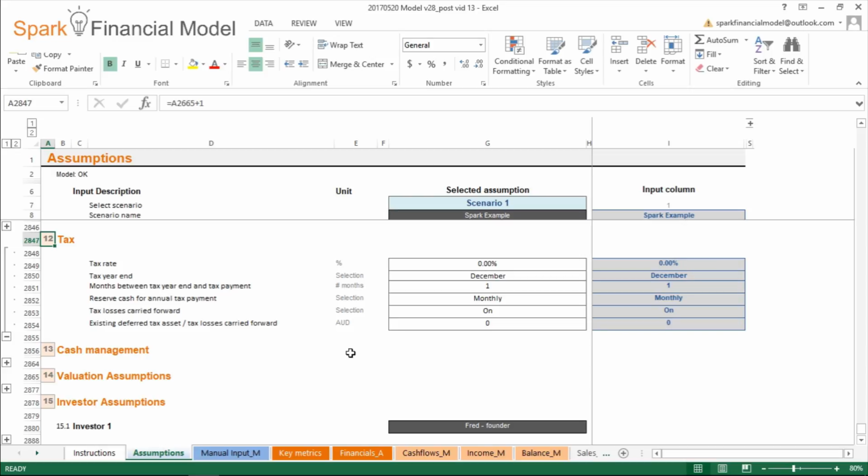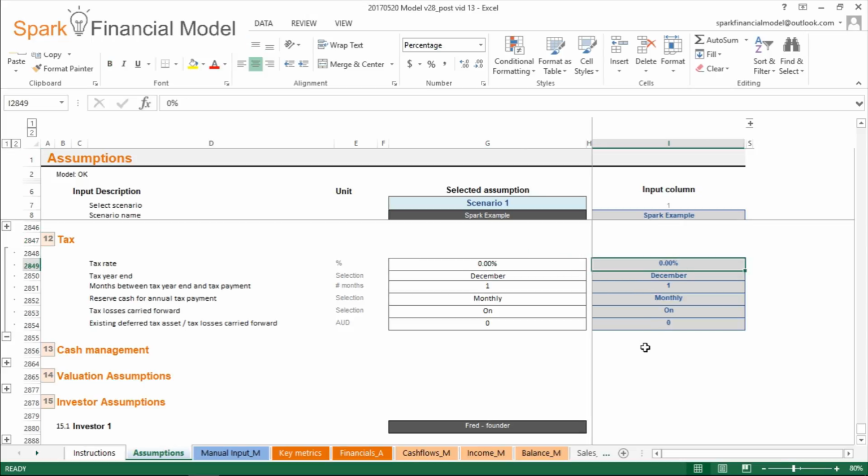The model calculates tax on an annual basis and allows for a delay between tax assessment and cash payment of tax. The model also has functionality to reserve cash throughout the year to ensure there is sufficient cash to pay tax at the end of the year. Let's go through the input fields.